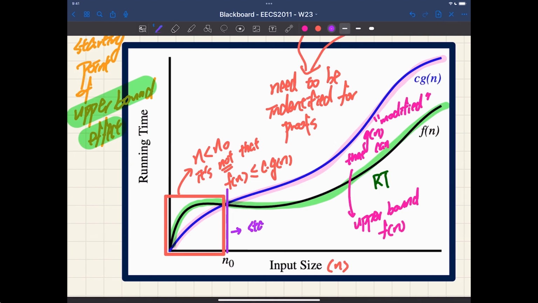Starting from n is equal to n0, f of n is less than or equal to c times g of n. Okay, I hope that's clear. It's really important for you to see that. You need to find n0 and you need to find c, these two things yourself. And I'll show you a strategy. n0 here and also c over here ought to be found. Anything that's not clear?